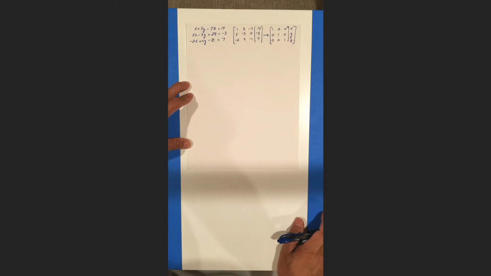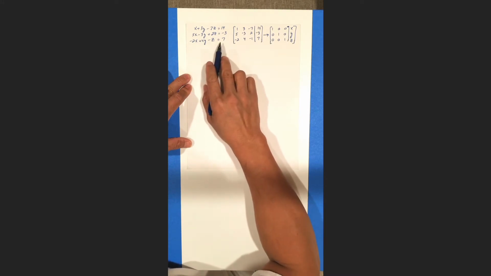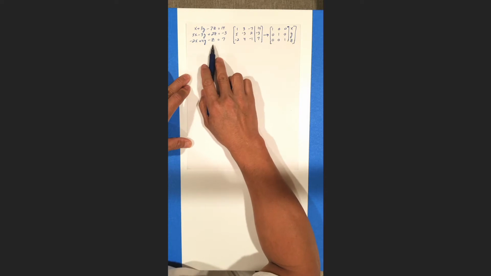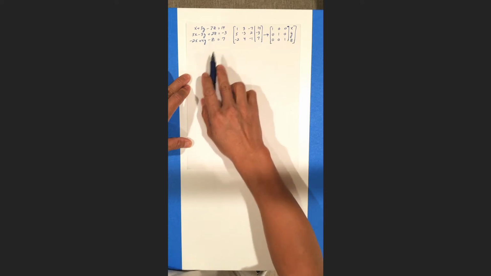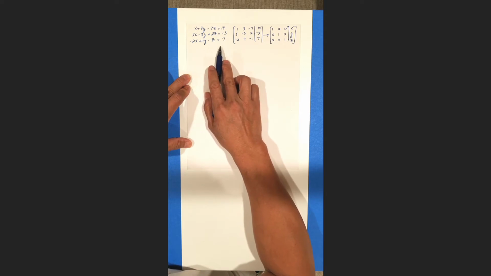All right, guys. So in this video, we're gonna solve this equation that I started earlier. So here's the equation: x plus 3y minus 7z equals 14. Second equation, 5x minus 3y plus 2z equals negative 3. And my last equation is negative 2x plus 4y minus z equals 7.